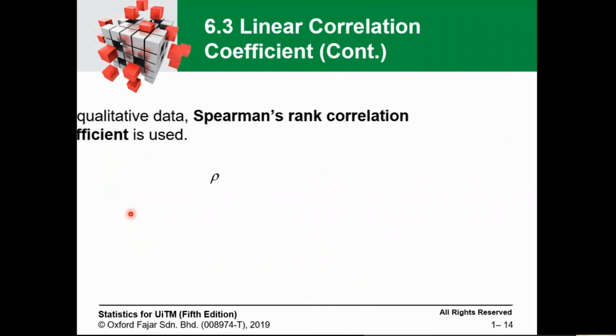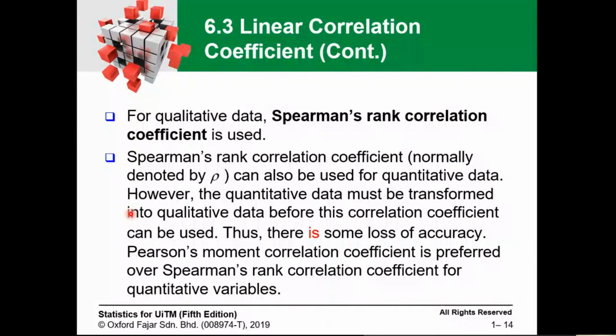Then we have the Spearman. So Spearman will be calculating the correlation for the qualitative data. Okay, so Spearman rank correlation coefficient, normally denoted by rho. If you see the small p like this, it can also be used for quantitative data. However, if we want to use Spearman for quantitative data, we have to convert the data from quantitative to qualitative. Then we can use the Spearman.